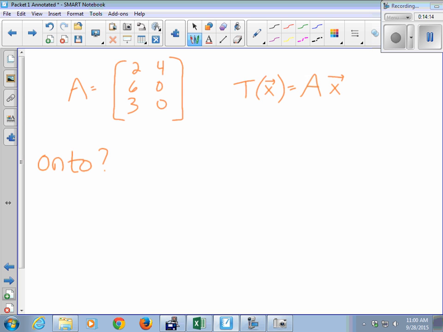So what's the codomain of this transformation? What size vectors does it produce? 3 by 1s. Okay, so my codomain is R3, right? So the question about being onto is: if the codomain is R3, is the range R3? Can I produce any vector in R3 as an output of this transformation?